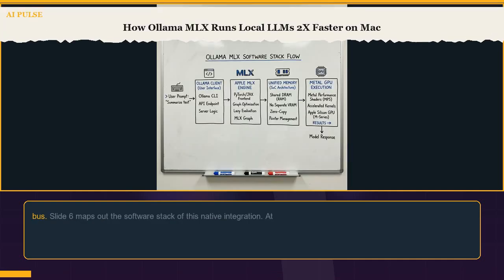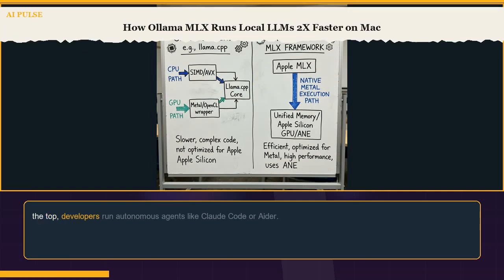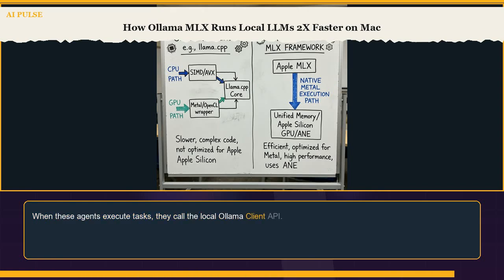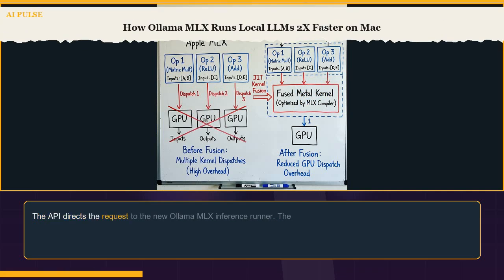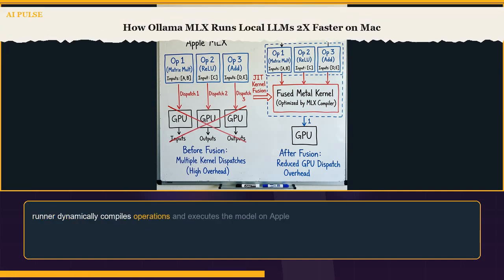Slide 6 maps out the software stack of this native integration. At the top, developers run autonomous agents like Claude Code or Aider. When these agents execute tasks, they call the local Ollama client API. The API directs the request to the new Ollama MLX inference runner. The runner dynamically compiles operations and executes the model on Apple Silicon's GPU and neural engine.